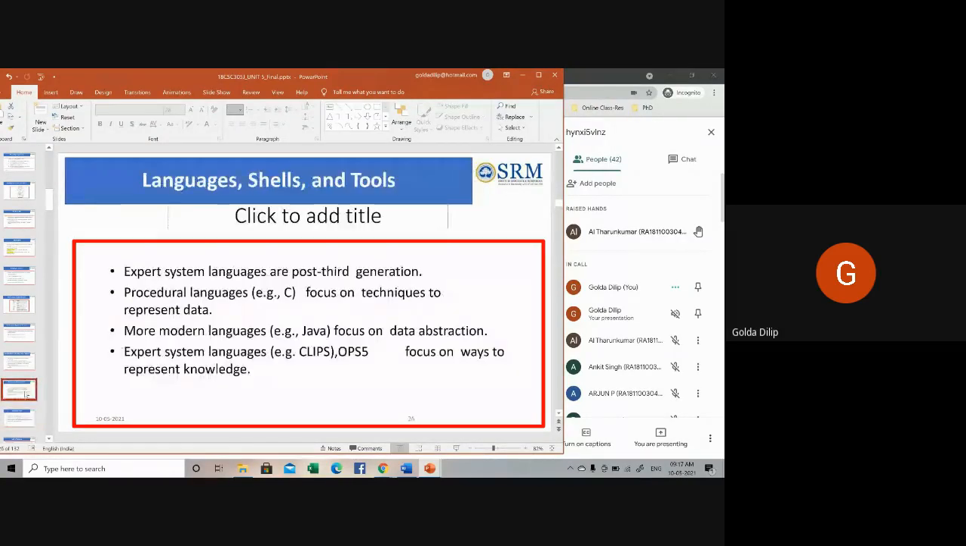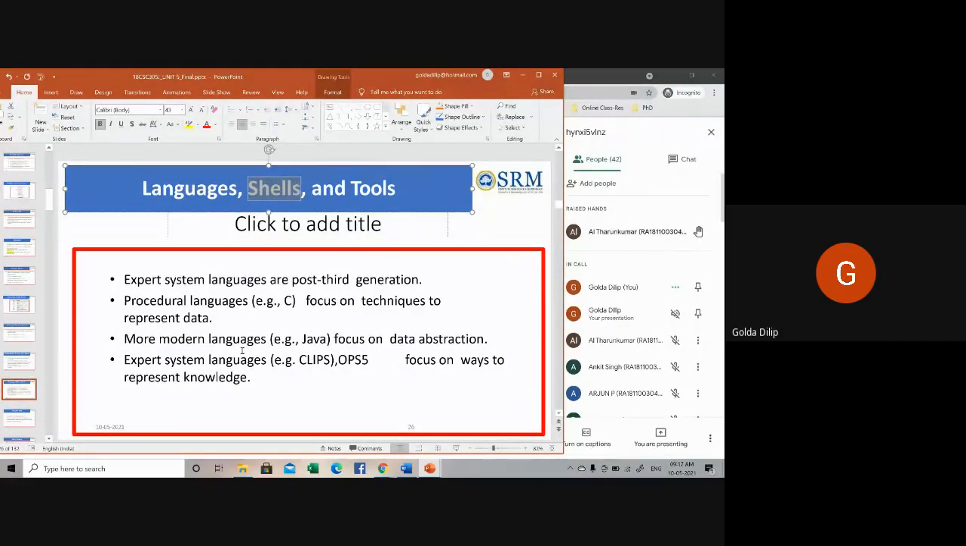I think the PPT slide for shell is missing. Let me tell you what this shell is all about. A shell is like an expert system without a knowledge base. The shell will provide the developers with all the other components, that is knowledge acquisition, inference engine, user interface, explanation facility, all the various architectural components minus the knowledge base.